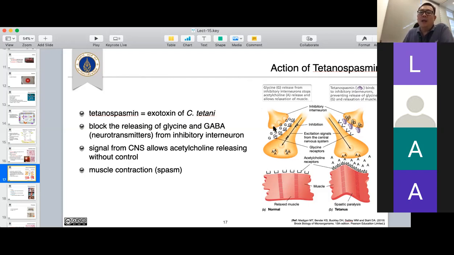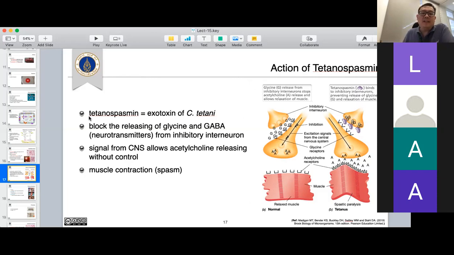Okay, when glycine and GABA bind to the receptor, it blocks the nerve impulse in the motor neuron. So then they stop releasing acetylcholine. That means the muscle relaxes. But if they do not stop releasing neurotransmitter here, acetylcholine is released, muscle spasm, muscle contraction. This is the normal state, okay?